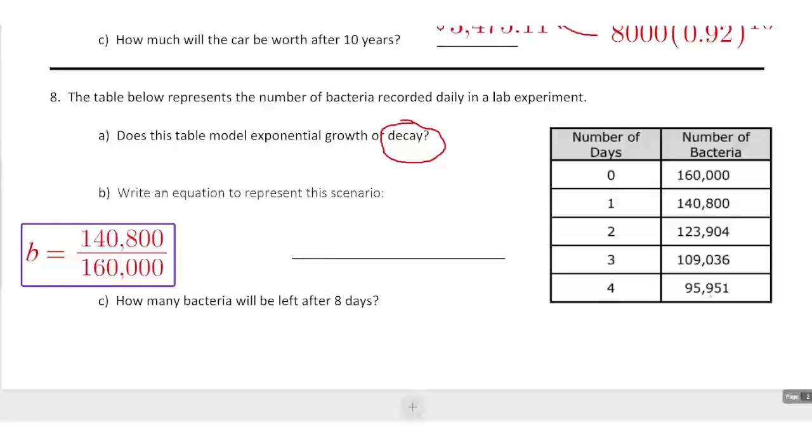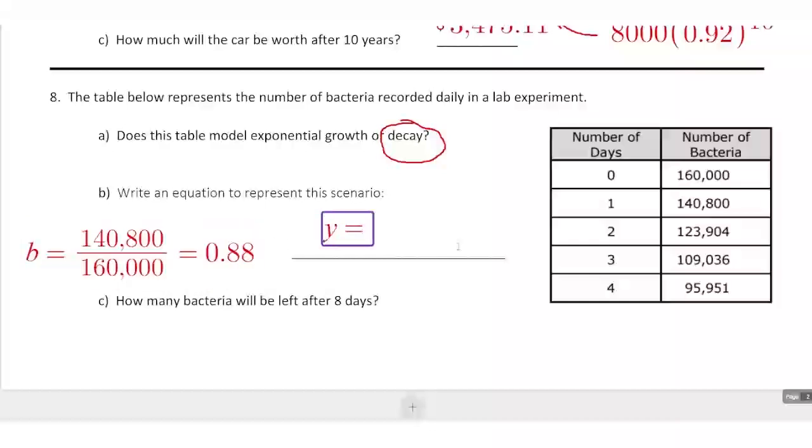Like you could do 95,951 divided by 109,036, and you should get the same b value here. I'm going to put this in the calculator. 140,800 divided by 160,000 is 0.88. Okay, so that means that it's decreasing at a rate of 12%, because 100 minus 12 would be 88.